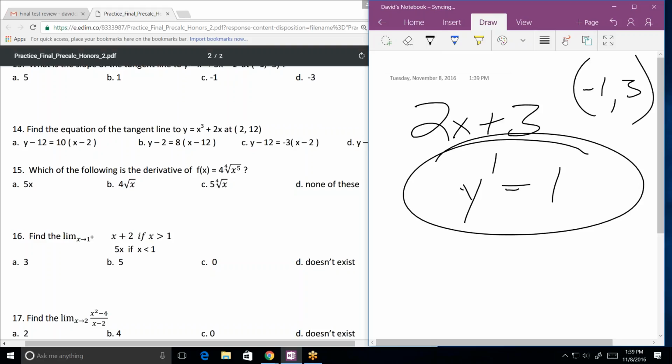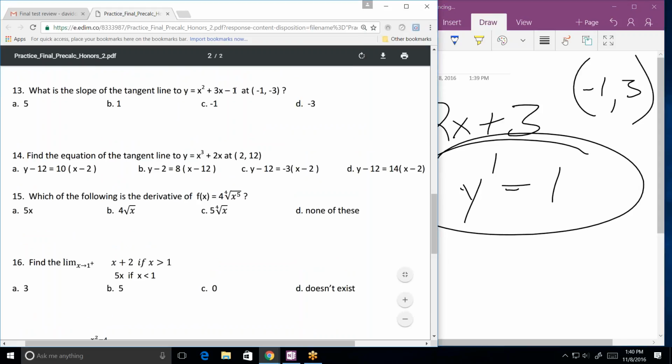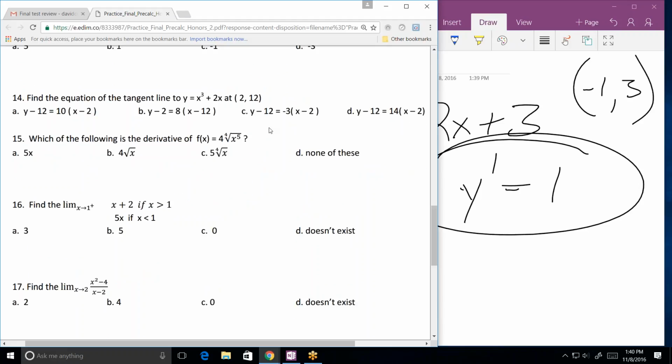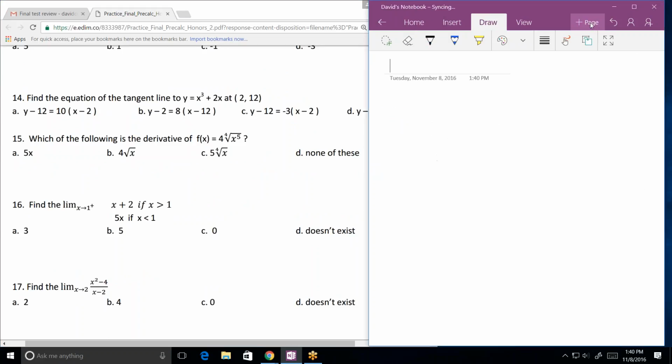In other words, that's really an easy problem. So all you do is use the power rule to get the first derivative, and then you plug in the x value into the first derivative, and that gives you the slope. Now, this is a little harder. They want the equation of the tangent line.